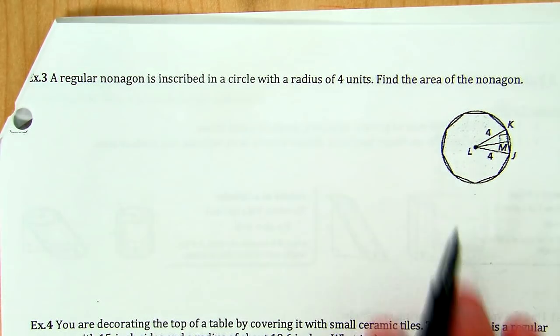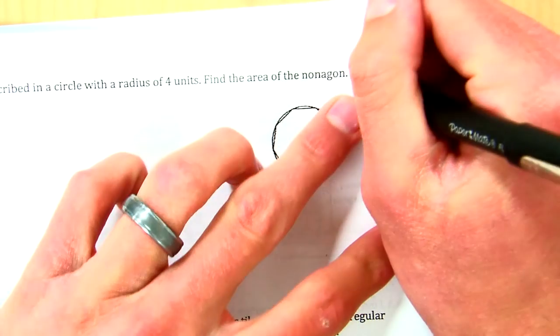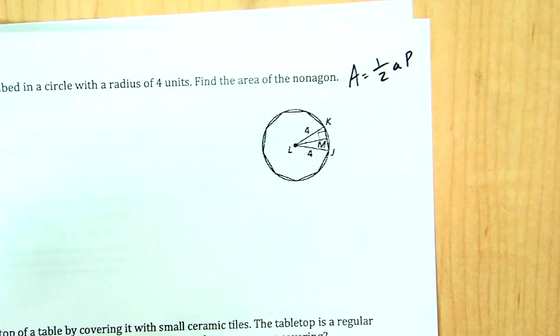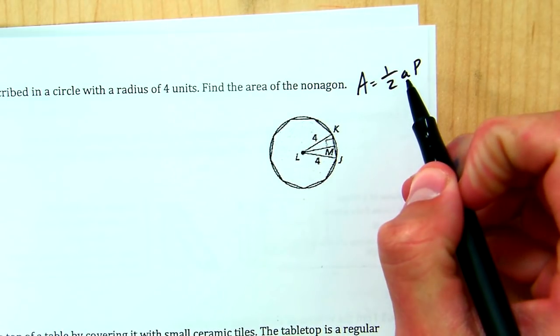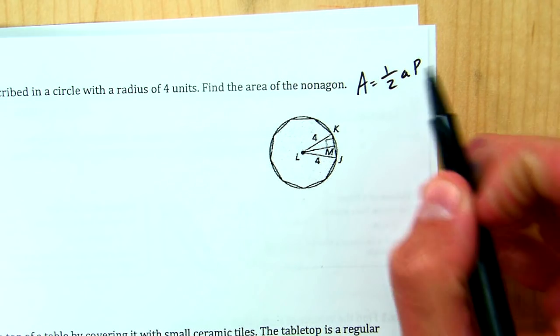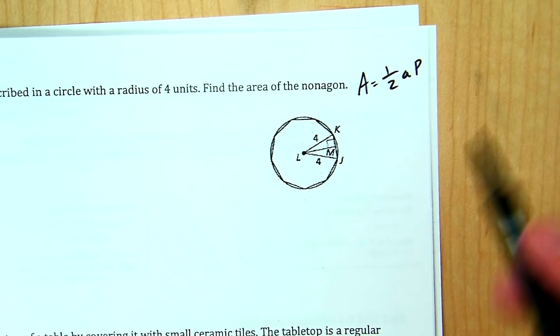Okay, so we have a 9-sided figure, and we're trying to find the area of the 9-sided figure. Remember now, the area is 1/2 apothem times the perimeter. So what I need to do is find the length of the apothem, find the perimeter, and then as soon as I have those things, I will be able to solve for the area. Okay.